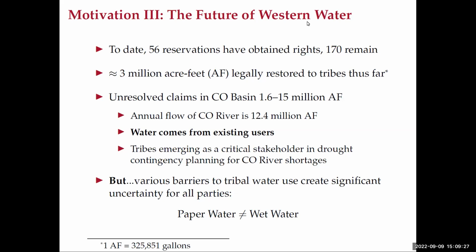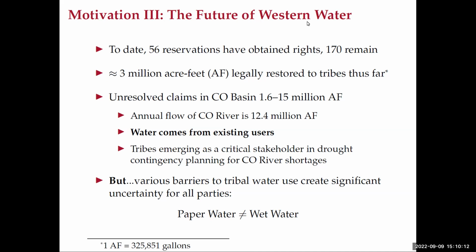Well, today, only 56 of 170 reservations have converted this implicit right to water, right? This basically a right from a court ruling into a state water right to actually divert and use the water, right? About 3 million acre feet have been legally restored to tribes in the Western US. And there still remain what we estimate in an earlier paper about 1.5 to 2 million acre feet of water that tribes still have not only just claimed for, but that's the estimate of what they'll actually get in these settlement agreements.